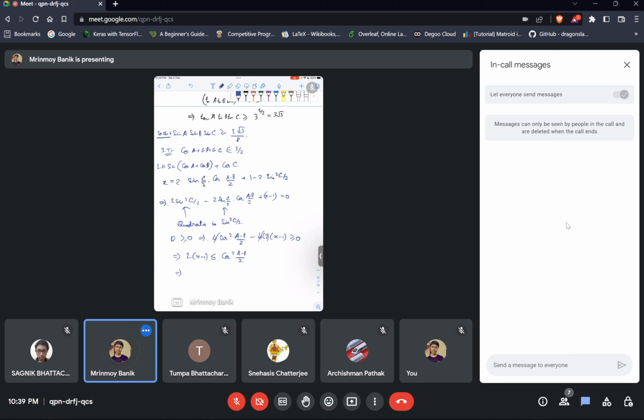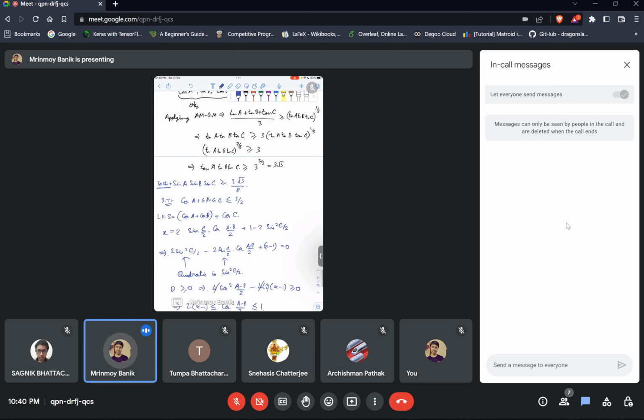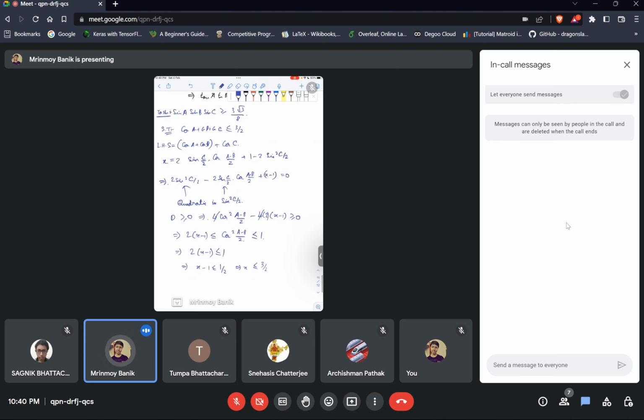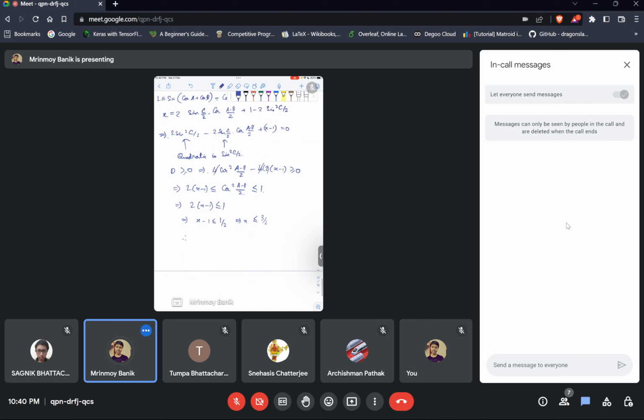We have, so this is bounded above by 1, so 2x minus 1 is, x minus 1 is half, implies x is 3 by 2. I mean, x less than or equal to 3 by 2. And x was the value of cos A plus cos B plus cos C.